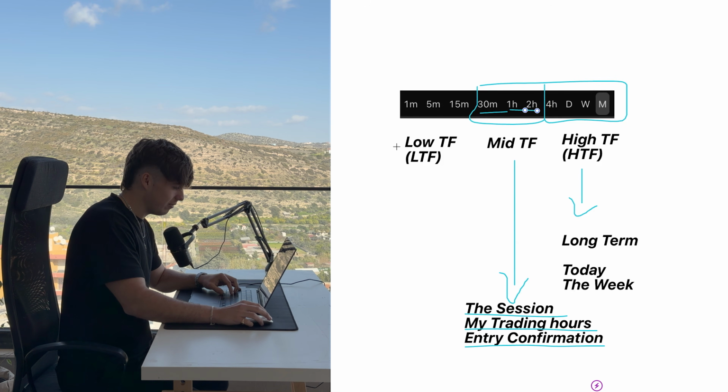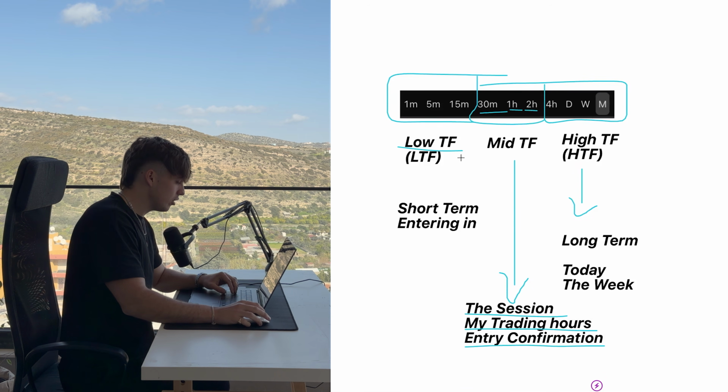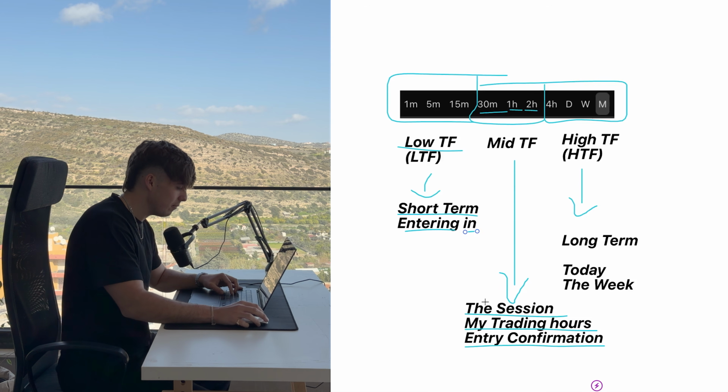Now we have the lower time frame, which is very, very simple. 1 minute to 15-minute time frames. These are the only ones you need to be looking at. And when you are looking at these, this is very simply short-term direction. So you can use the lower time frame for that short-term direction, and as well as that, you can use it for entering into trades. So I'm looking at the 1 to the 15-minute time frame after my entry confirmation prints, and that enables me to go ahead and get a better risk to reward, which is what I'll show you later on.